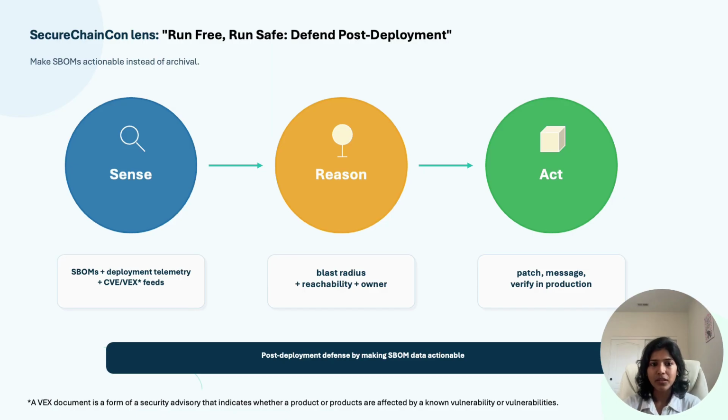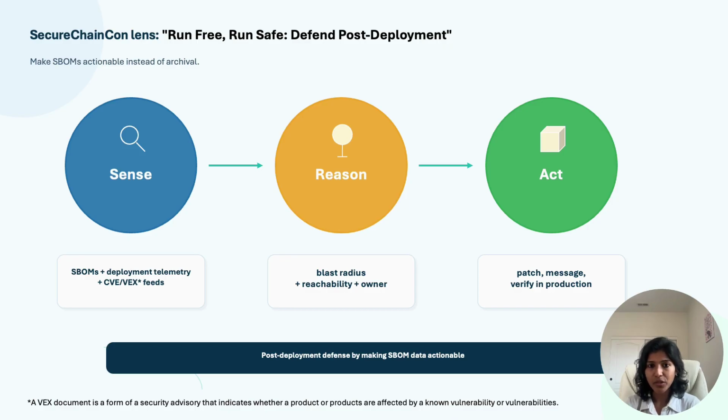Now with this information, I was thinking about the theme of the Secure Chain Conference, which also aligned with my topic about defending post-deployment. I'm going to frame deployed SBOMs with a simple loop. I would call it SRA: sense, reason, and act. Sense means to collect SBOMs, deployment telemetry, vulnerability data, and the VEX information. Now, VEX is the Vulnerability Exploitability Exchange, that indicates whether a product is affected by a known vulnerability or not.